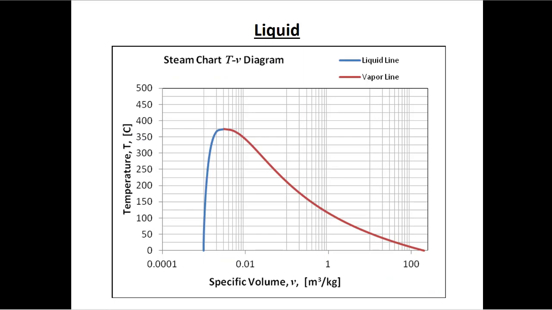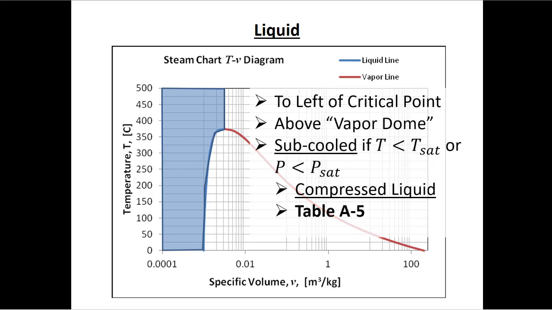So here's another graph of a TV diagram, right? And this is a vapor dome. So here I have liquid water as long as I'm above the blue line and to the left of the vapor dome. It's subcooled because we know that it's below the temperature that we need to boil at. Or it's a compressed liquid because we know we increased the pressure. We sort of forced those molecules back together into a liquid. And if I'm looking on a table to try to find these things, I'll look at table A5 in your textbook.